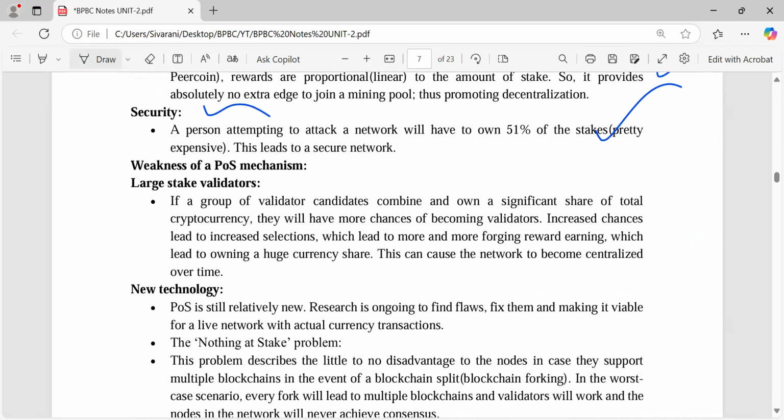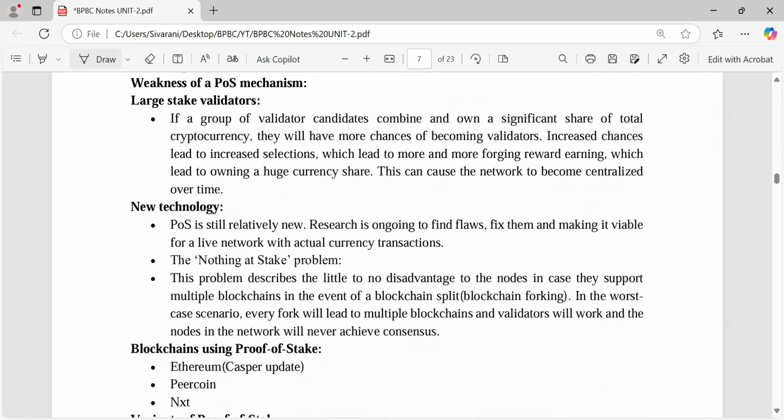What is the weakness of the POS mechanism? Large stake validators waiting is somewhat of a disadvantage, as they have increased chances of selection. If the stakers, meaning the miners, hold more, they earn more forging rewards, and a huge amount of currency can be shared, which can cause the network to become centralized over time. Those who have more coins are given more weight in each selection.